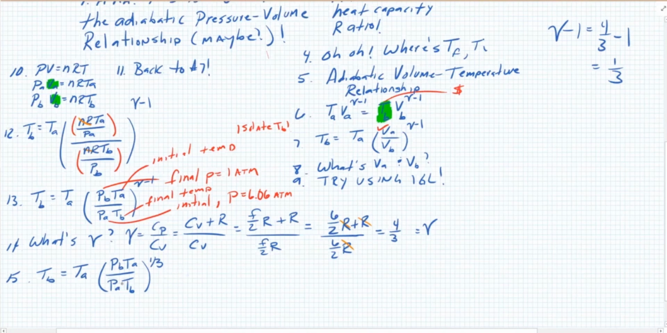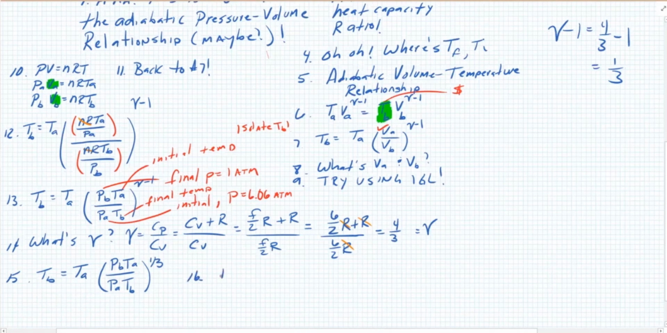Okay, but I have TB living on both sides of my equal sign. So how do I deal with that? Any way you want, really. So I'm going to do this. Number 16. You could do logarithms, but I'm going to do this. I'm going to say TB equals TA, and then I'm going to do this. This is just a way to do it.